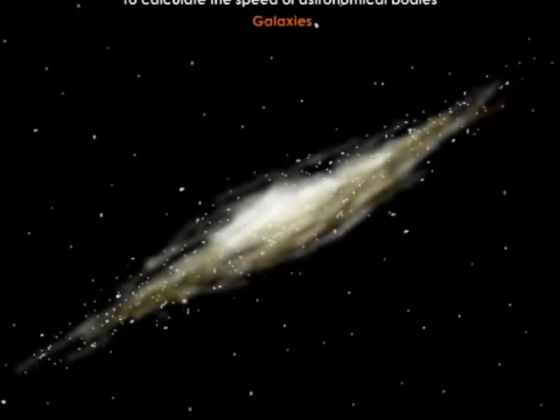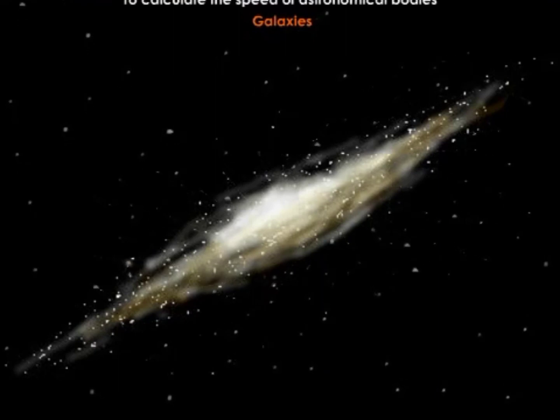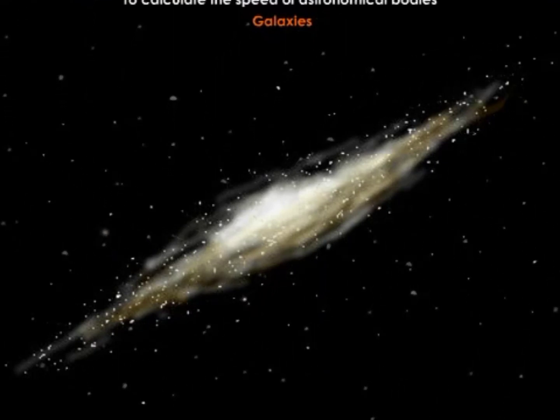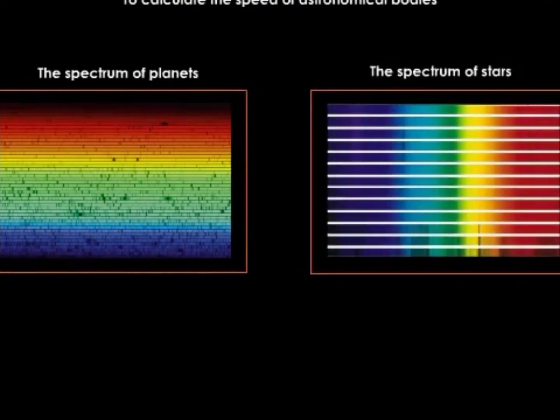To calculate the speed of astronomical bodies, the Doppler effect of light can be used to measure the speed of stars and galaxies. The spectrum of light coming from the planets and stars are photographed over a long period. By observing the Doppler shift, one can conclude whether they are moving towards or away from the Earth.